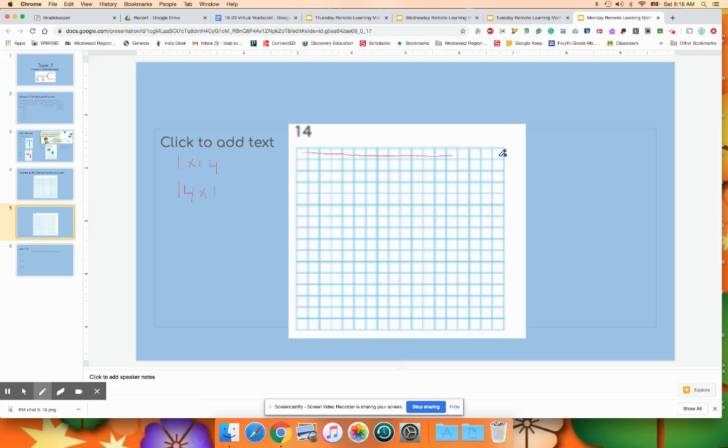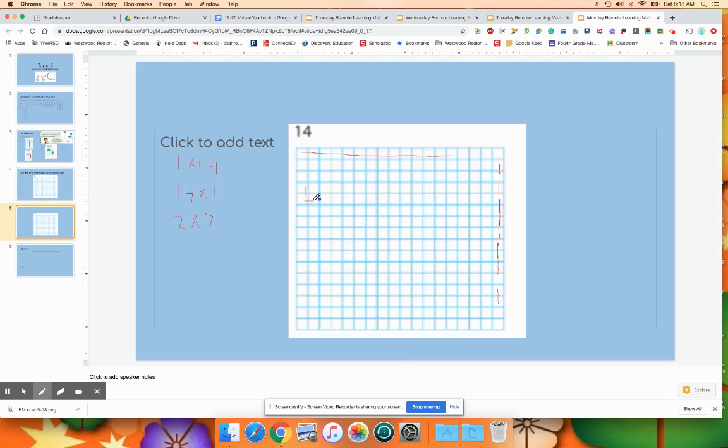So I'm going to do it over here. 1, 2, 3, 4, 5, 6, 7, 8, 9, 10, 11, 12, 13, 14. So 14 rows, 1 column. I also know 2 times 7, and thinking about even and odds, all even numbers would have 2 as a factor. So 2 rows, 7 columns.